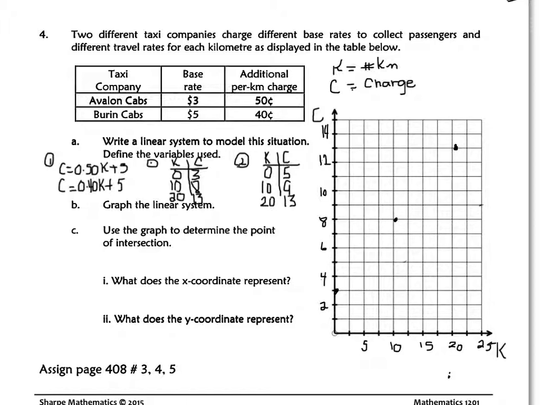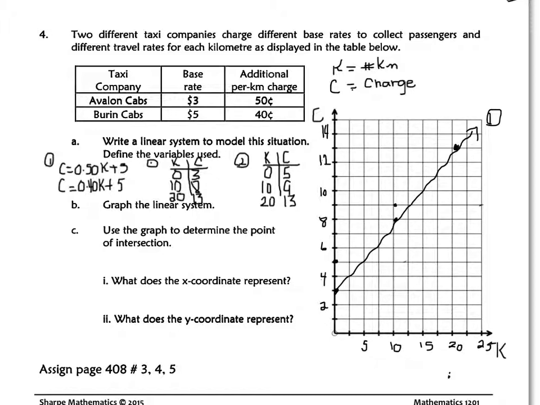And if we connect those, it looks something like that. So equation 1. And then equation 2 is 0 with 5, 10 with 9, and 20 with 13 is also on that graph.